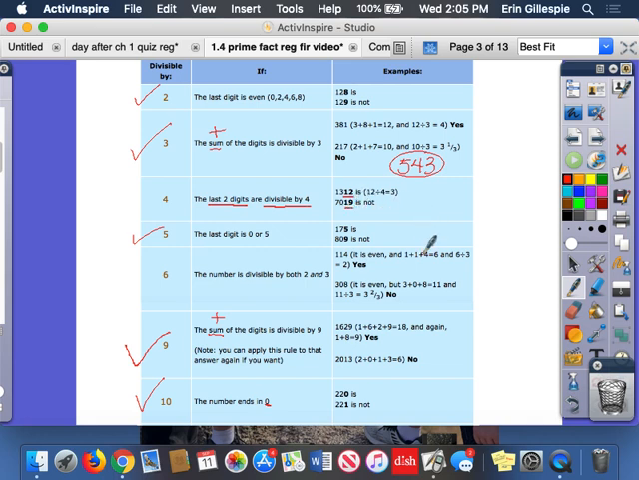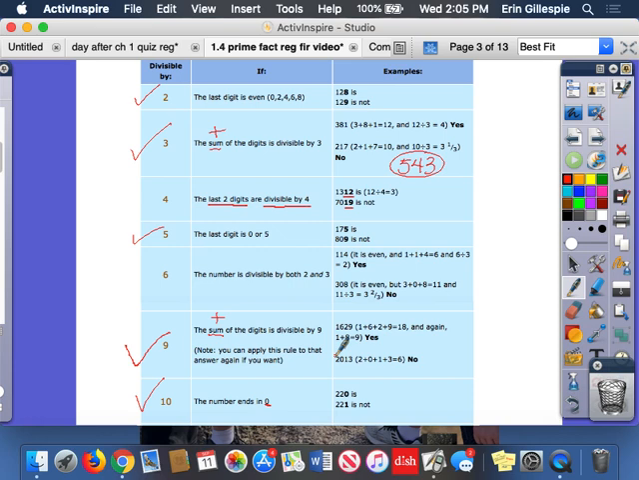7,019, well, the last 2 digits make 19, and 19 is not a number I can divide by 4, so that means the whole thing can't be divided by 4. This rule is a little tricky, because with this rule, if the last 2 digits make a number that's kind of big, and you still don't know if you can divide it by 4, then you're kind of stuck. Then you might just have to check, okay?